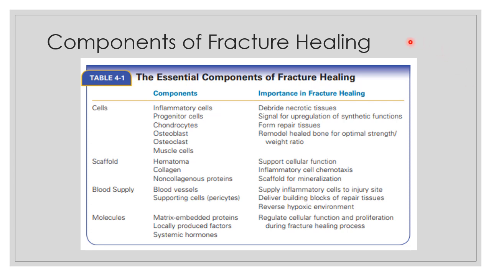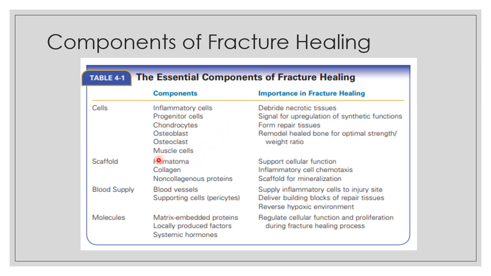So we'll be discussing fracture healing. The components of fracture healing: basically, it's a complex and dynamic process. The essential components would be your cells, then you have your scaffold, your blood supply, and your molecules. The cells in particular, we're concerned about the inflammatory cells, progenitor cells, the chondrocytes, the osteoblasts, the osteoclasts, the muscle cells, and their importance in fracture healing.